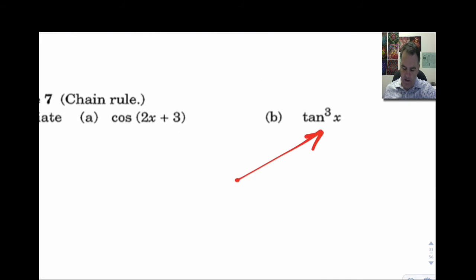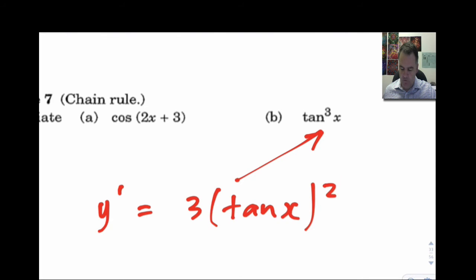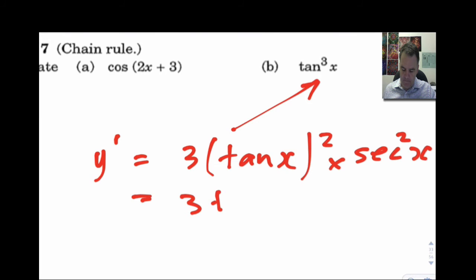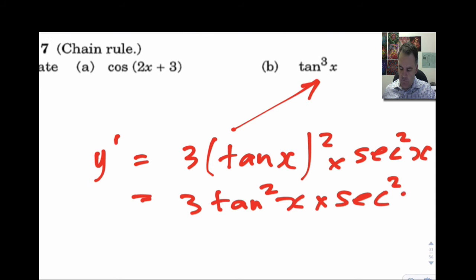Let's do this one, tan cubed x. Okay, so the derivative is going to be, tan cubed x is tan of x cubed, so 3 tan of x squared. So we're just leaving that tan x like a function inside there. Number down the front, subtract 1 from the power, and we know we just learnt that the derivative of tan of x was sec squared x. So I've got 3 tan squared x times sec squared x.